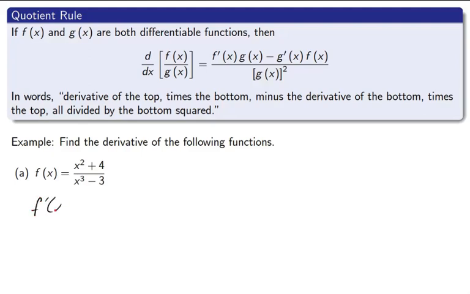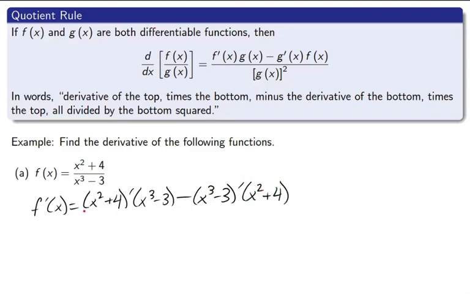So if I'm going to use the quotient rule on this fraction, let's set it up as the derivative of the top times the bottom minus. Make sure you note that the quotient rule has a minus, but the product rule has a plus. The derivative of the bottom times the top, all over bottom squared.